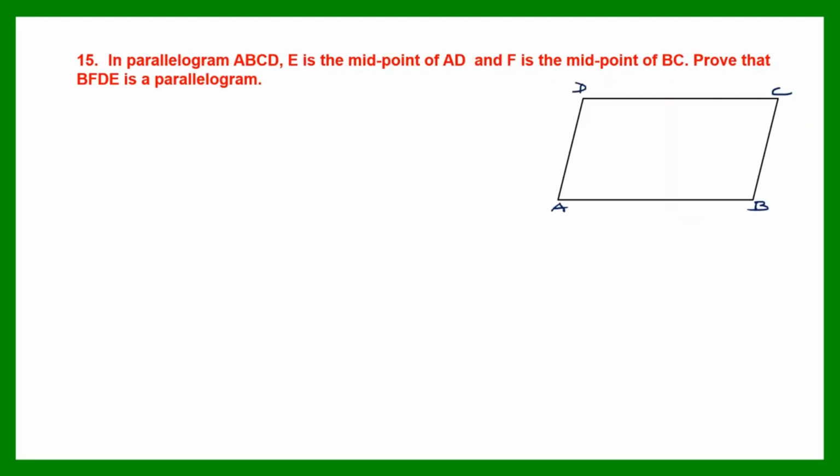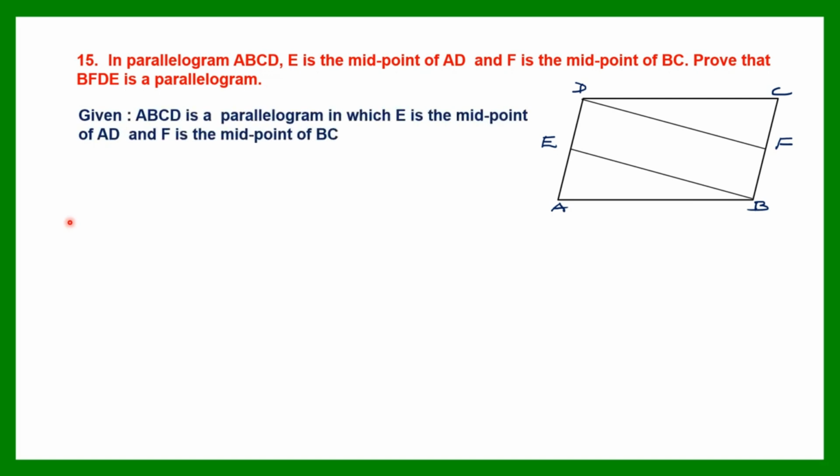Question 15. In parallelogram ABCD, E is the midpoint of AD. So we have a midpoint here. E is the midpoint of AD and F is the midpoint of BC. Now we have to prove that BFDE is a parallelogram. So we have to join these, and when we join these, we get this. We have to prove that the figure that we got here is a parallelogram.